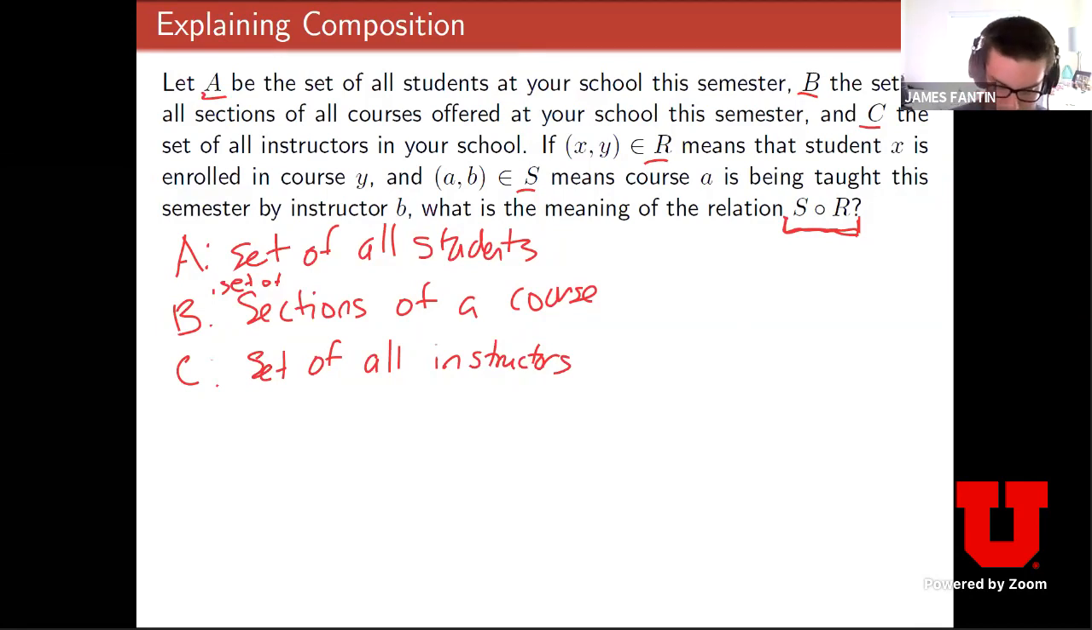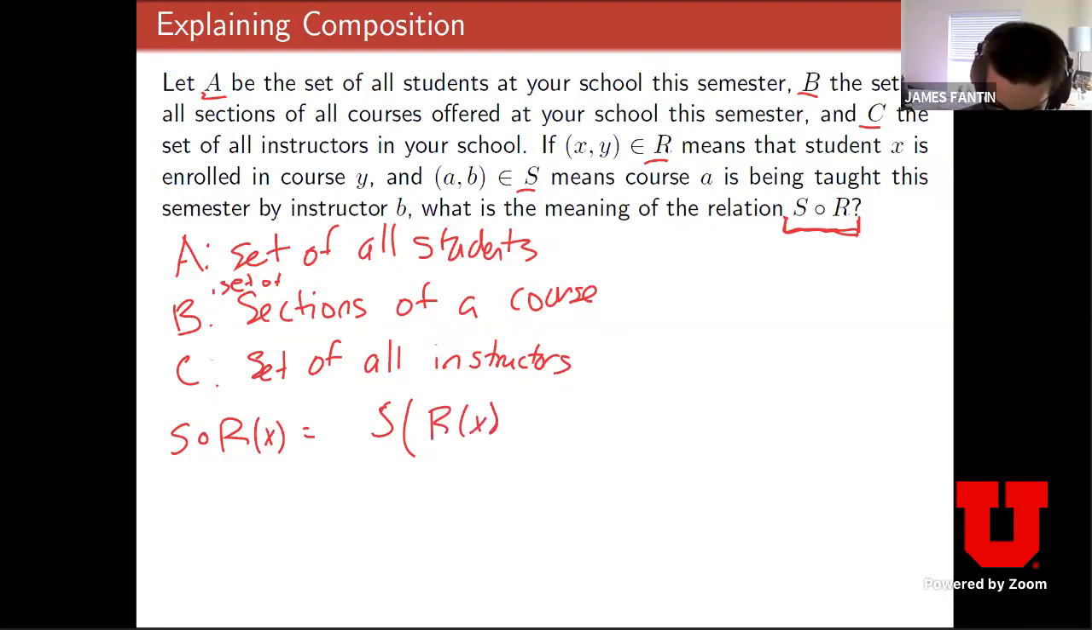Okay, so someone has a guess: a teacher teaching the class student X is enrolled in. Let's think about this and see if that's right. Remember that S compose R basically means we're taking R first and then applying S. So R takes some variable X, so that student X is enrolled in a course Y.